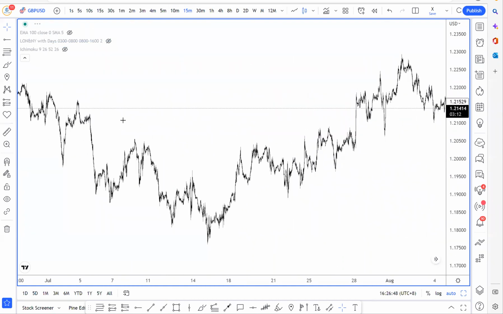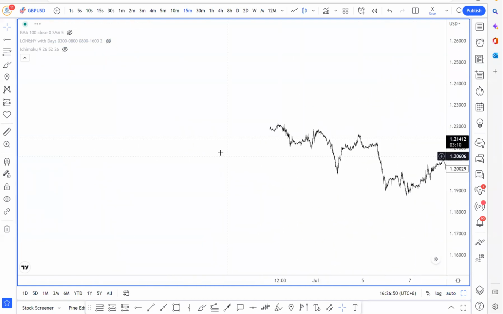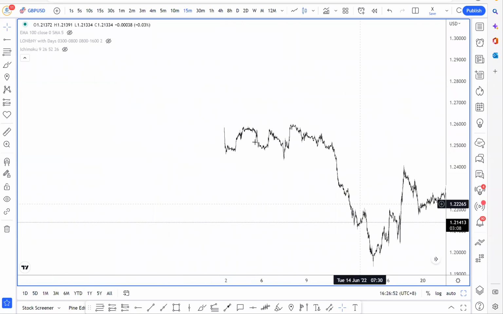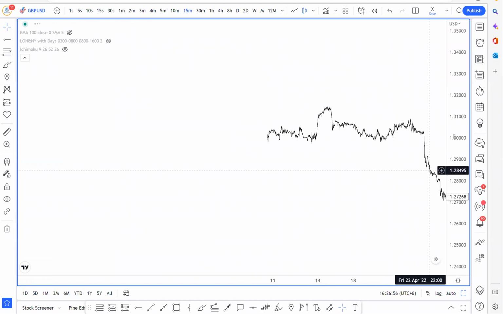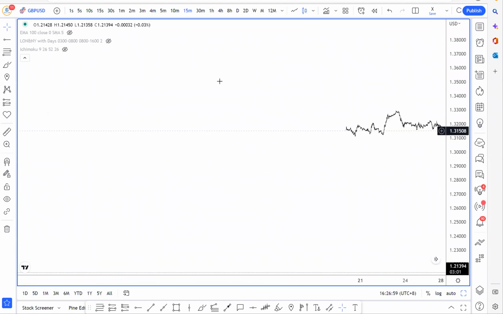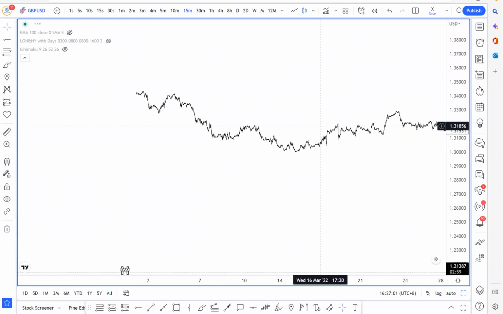So let me just see if I can actually scroll back that far. We might not have enough data for that. Just going back much further.